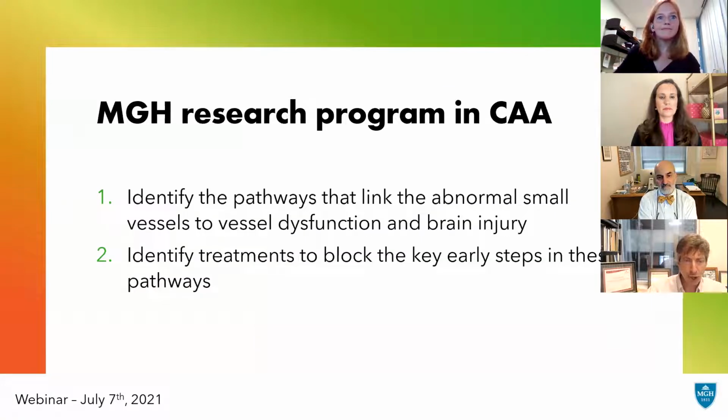Our goals, broadly speaking, across our research program in CAA, are to identify the pathways that link abnormal small vessels to vessel dysfunction and brain injury. So to figure out what causes a small vessel to malfunction in a way that can either cause the ischemic kinds of strokes, loss of blood flow, or break open and cause the bleeding kind of brain injury, and then to identify treatments that will block these key early steps. It's as simple as that: find the key vulnerable points in the pathway where we can do something to slow or stop the diseases. So let's go to the next slide.